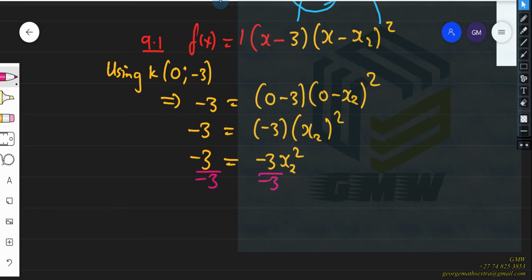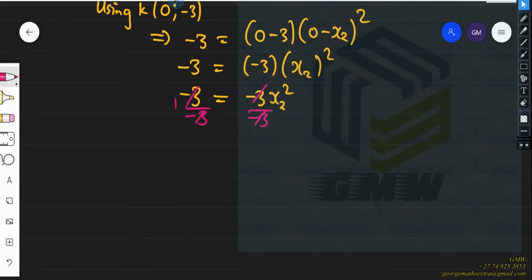Divide both sides by negative 3. This and this cancels. This and this cancels. I remain with 1. So from this, therefore, my x2 squared is equal to 1, which means my x2 is equal to plus or minus the square root of 1, which means x2 is equal to minus 1.